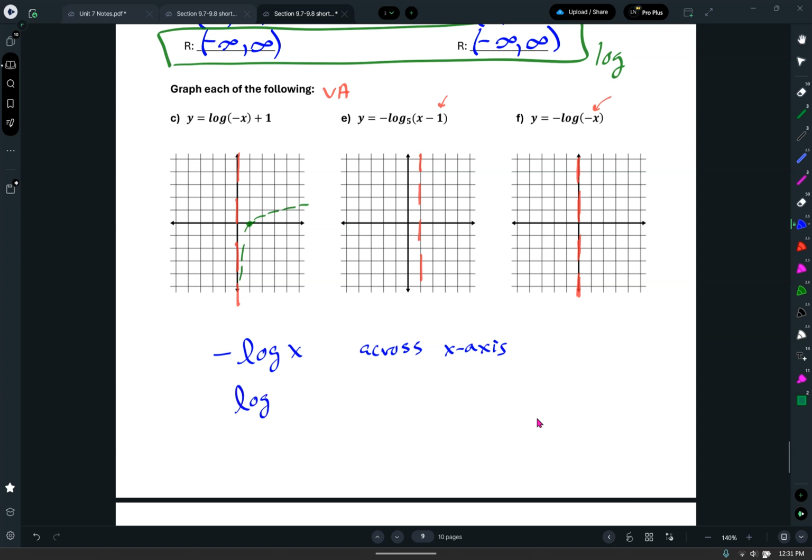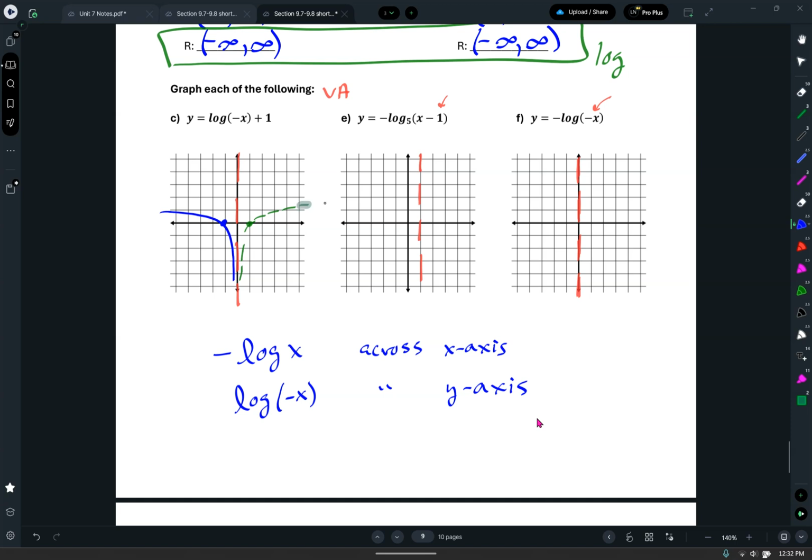But if the negative is on the inside, wherever the x is, that's where you're going to go across the y-axis. Okay, so on letter C, if I take that green graph and I just fold it across the y-axis, do you see that instead of going through +1, it's going to be going through -1. So if all I do is fold it across the y-axis, it's doing something like this.